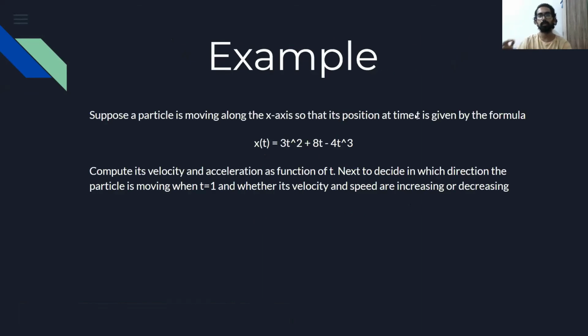An example: suppose a particle is moving along the x-axis, so that its position at time t is given by the formula x(t) equals 3t to the power 2 plus 8t minus 4t to the power 3. Compute its velocity and acceleration as a function of t. Next, decide in which direction the particle is moving when t equals 1, and whether its velocity and speed are increasing or decreasing.